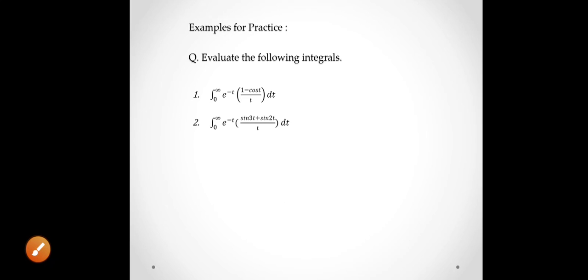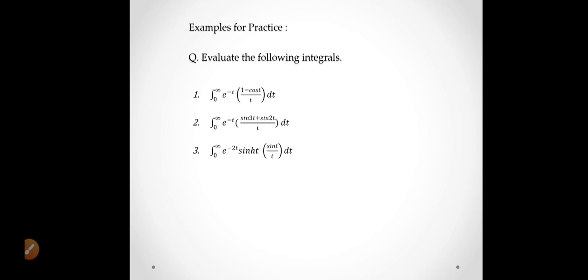Next example. Here again s equal to 1, and f of t is sin 3t plus sin 2t whole divided by t. So first you have to find Laplace transform of numerator, that is sin 3t plus sin 2t, then apply division by t property, and in that result put s equal to 1.